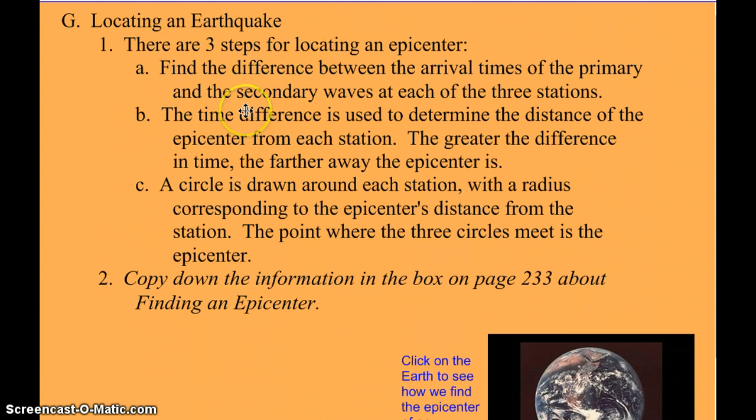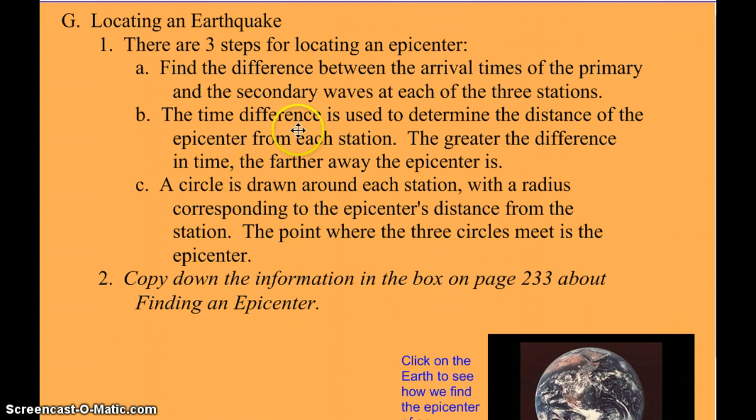Now, when we take those measurements of those primary waves and secondary waves, we can figure out the actual location of the epicenter where this earthquake happened by following these steps. One, we have to find the difference between the arrival times of the primary and secondary waves at 3 different places. And we need 3 different places, and I'll show a little video here that will explain why. The time difference is used to determine the distance. The greater the time difference, the farther away from the epicenter. So the bigger the difference between the primary wave arriving and the secondary wave actually getting there, the farther away it is.